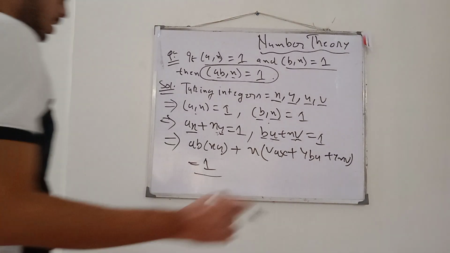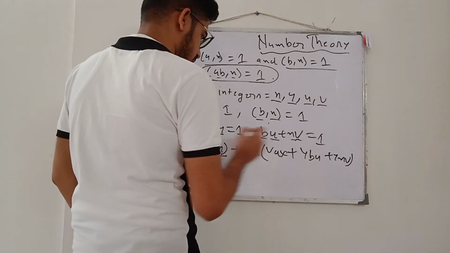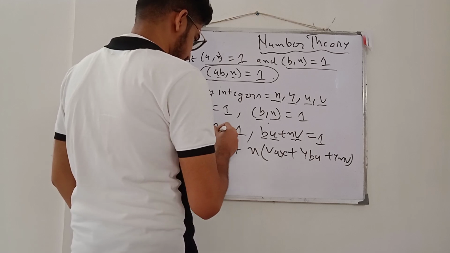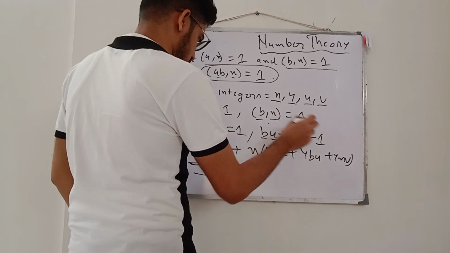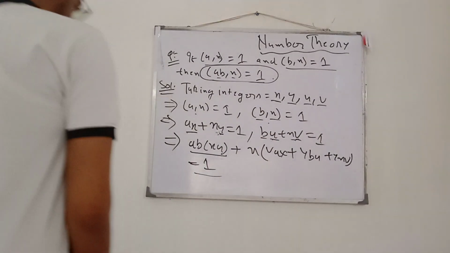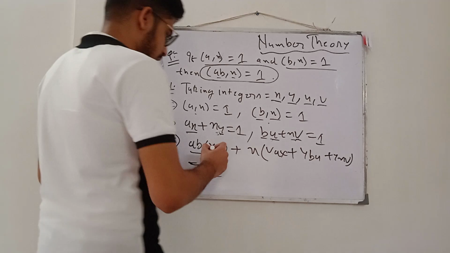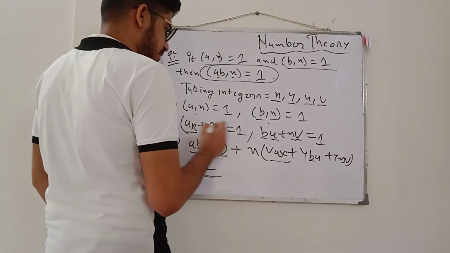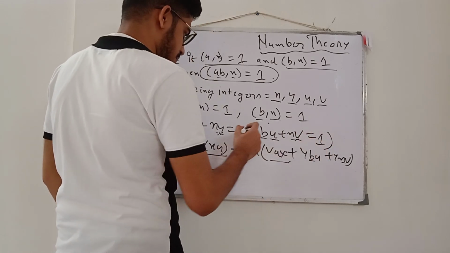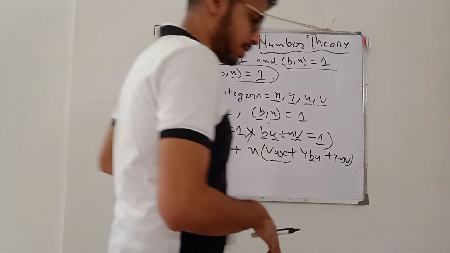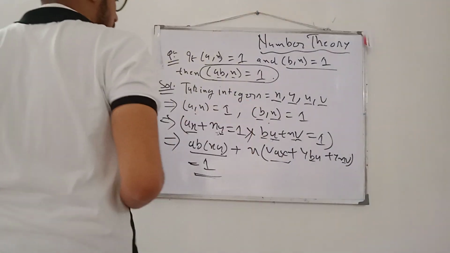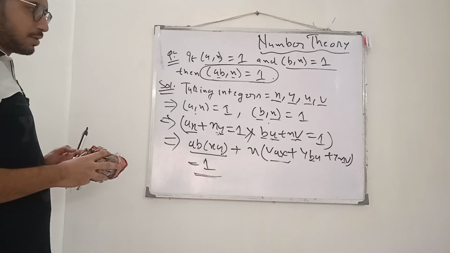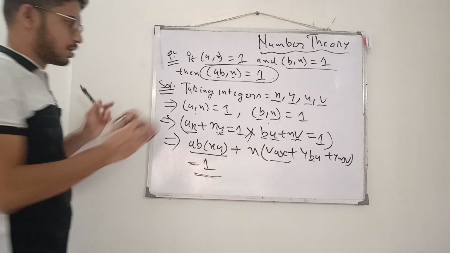I hope you guys understood. ab into xu, then this one, this one, is equal to 1. So this is a simple multiplication of these both. We have to multiply this. Guys, note it down, till then we will go to the next part.